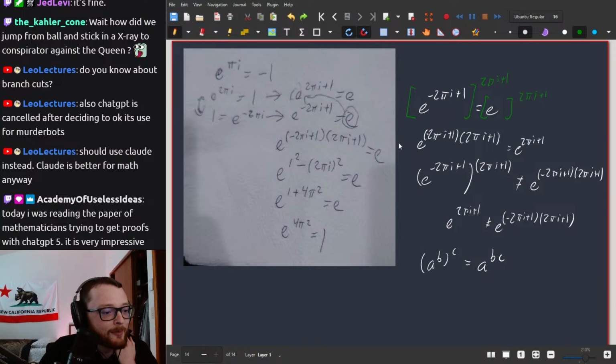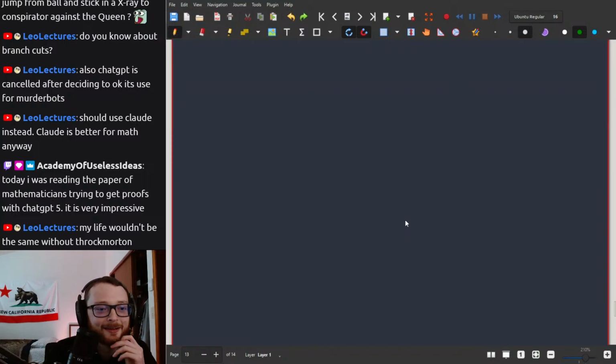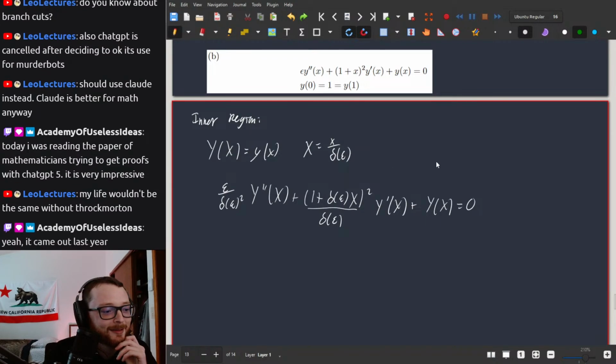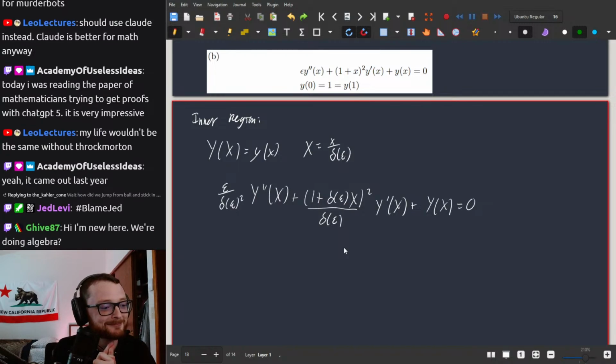So I was reading the paper of mathematicians trying to get proofs with ChatGPT 5. It's very impressive. Was there a paper about that? My life wouldn't be the same without Throckmorton. Same. Like, were they trying to figure out what's the hardest proof ChatGPT could do, or what? Hashtag blame ChatGPT hype.